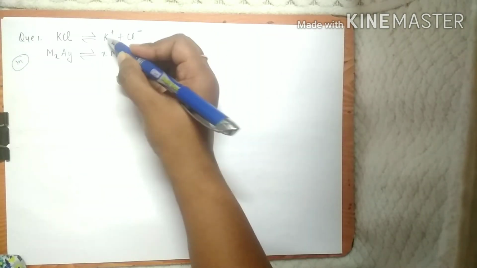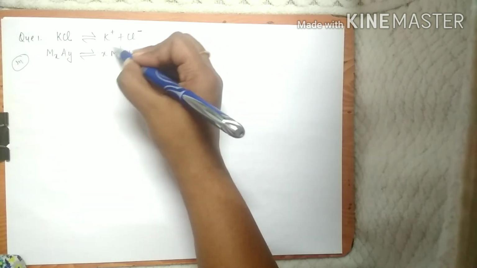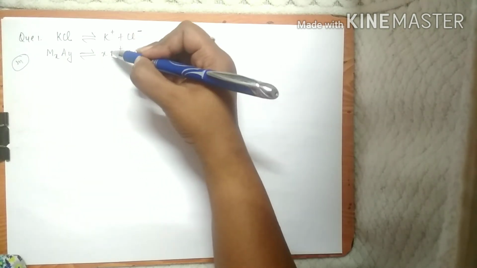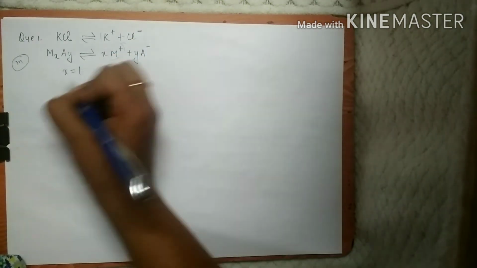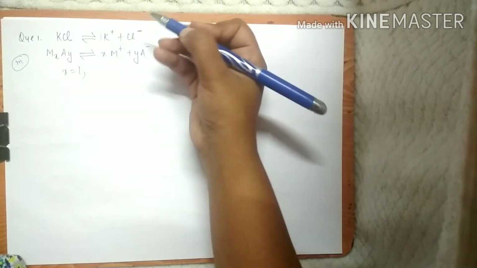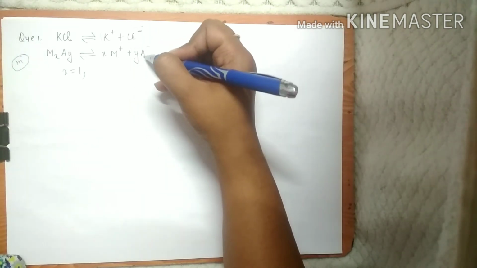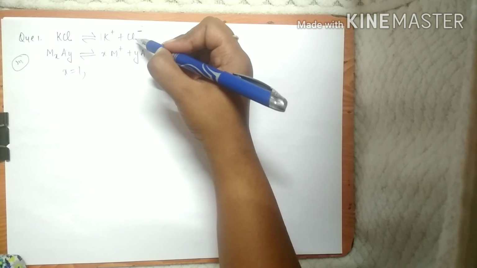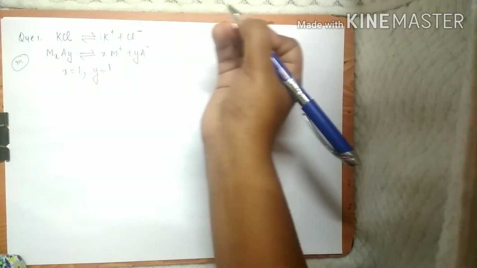So from here, if you calculate the values of x and y, see the coefficient of K positive is 1, so the value of x is definitely 1. Similarly, if I take the coefficient of Cl negative, like in this case the coefficient of A negative is y, in this case the coefficient of Cl negative is also 1, so the value of y is also 1.